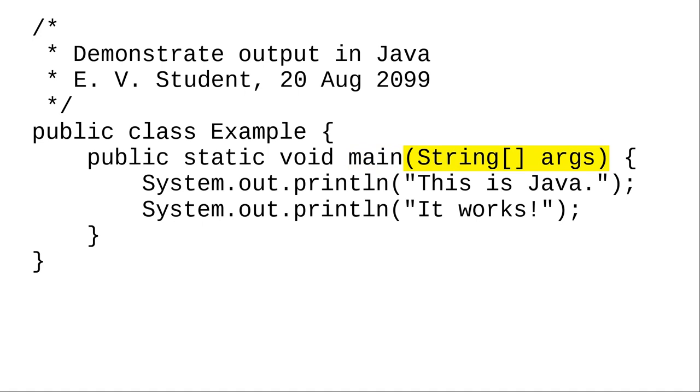The parentheses and String square bracket args are again a magic spell. For now, let's oversimplify by saying that this allows you to give information to a Java program when you run it from the command line.